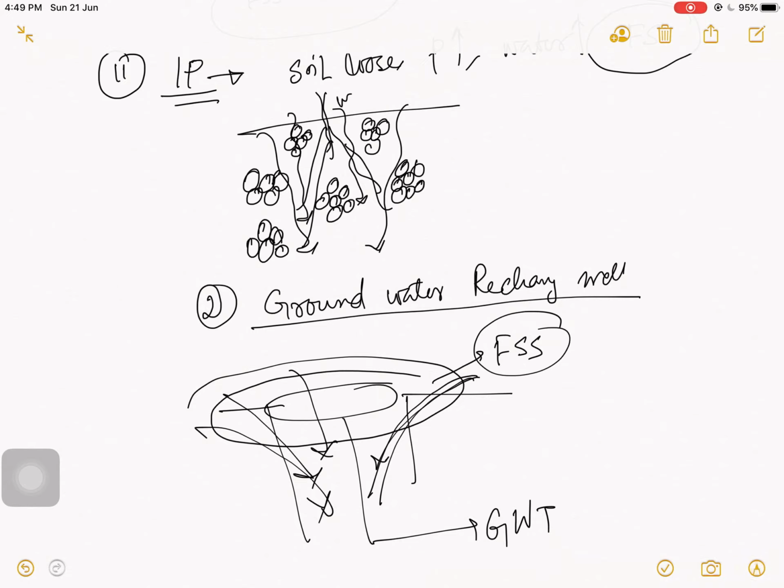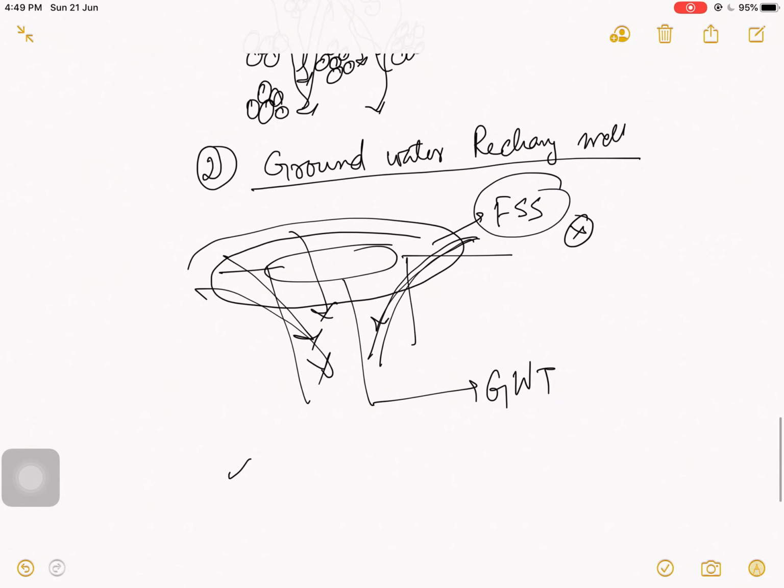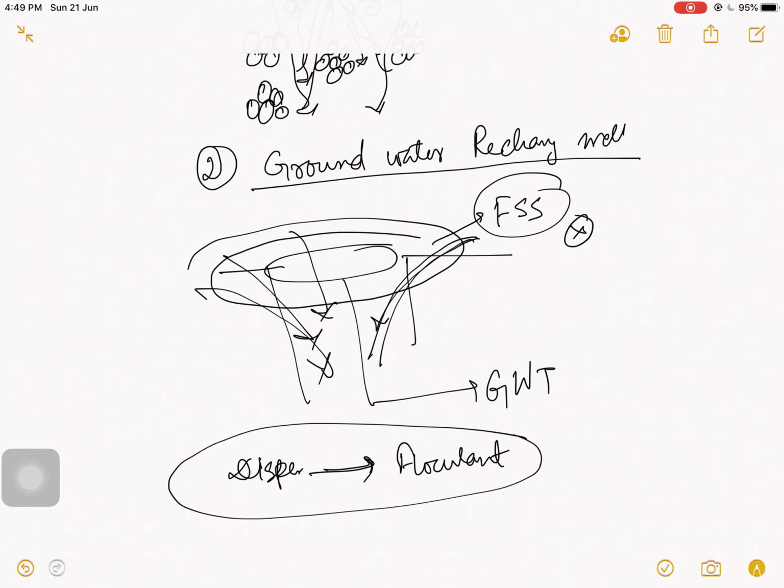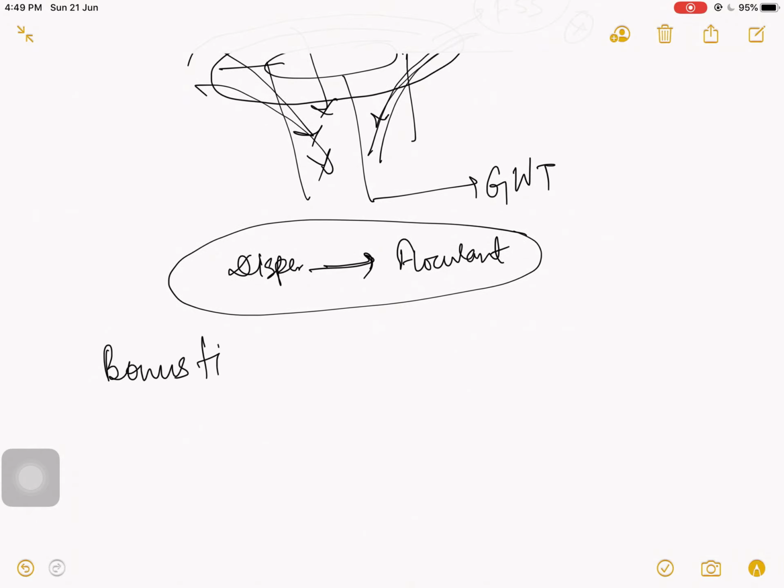If soil is not flocculent, then what happens? That means soil is dispersed, say. So for dispersed, we have to convert it to flocculent soil structure. So how do we convert dispersed to flocculent soil structure? Is there any idea? It is time to show you some bonus tips: how you convert your dispersed soil to flocculent soil structure.